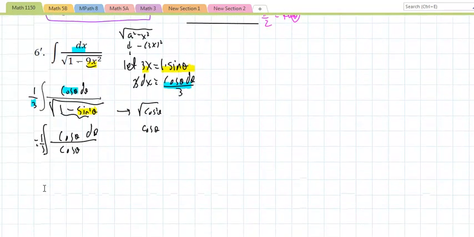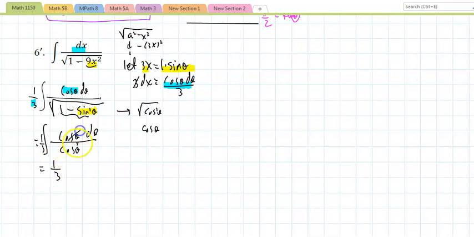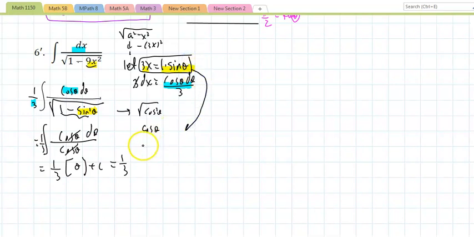And what do you notice happens here? This will be 1/3 theta plus c. That is 1/3 of what? Theta is right here. If I isolate, doesn't this say that 3x equals sine of theta? So what's theta? Isn't that the inverse sine of 3x plus c?